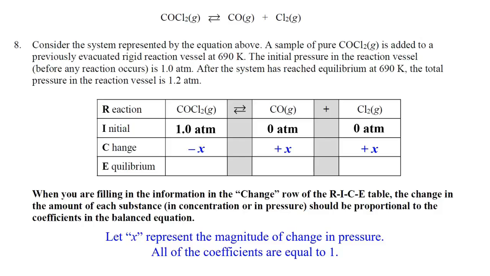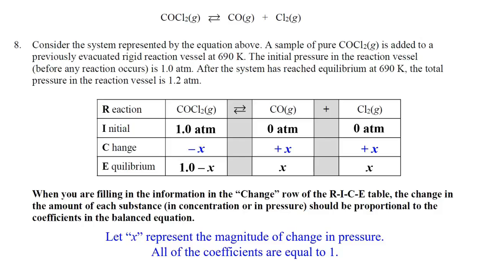Now we have to fill out, in terms of x, the information in that final row of the RICE table. So what are the partial pressures of each gas in terms of x? So for the COCl2, that would be 1 minus x, and for the CO and the Cl2, that would be x and x.